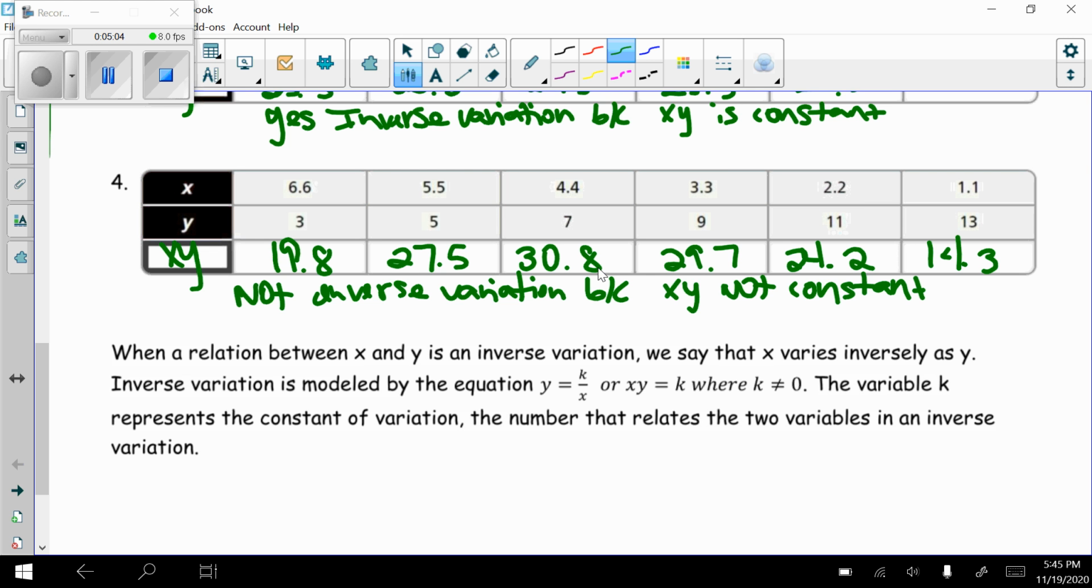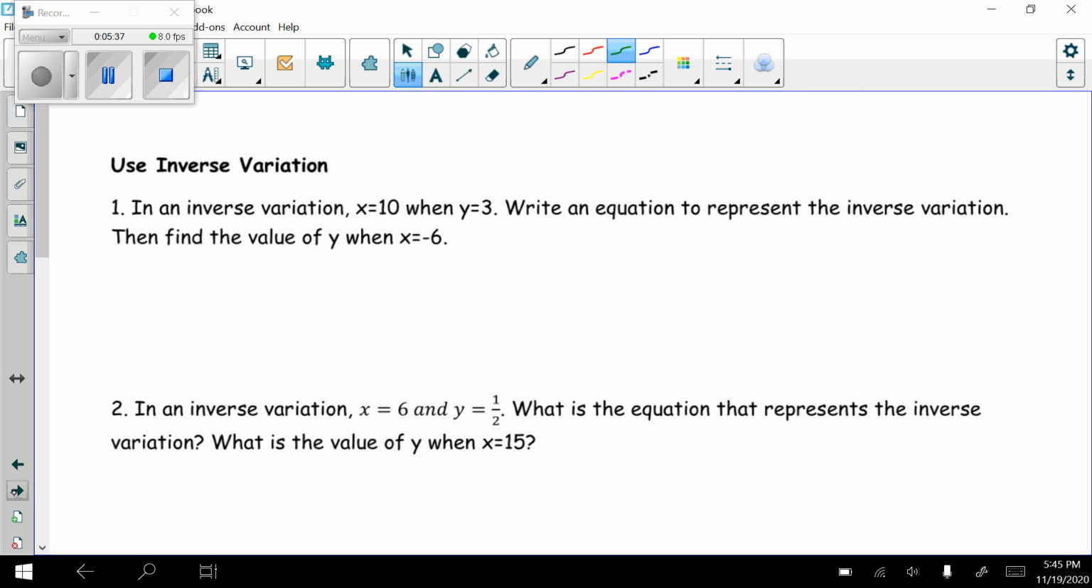Okay, so this tells us when a relation between x and y is an inverse variation, we say that y varies inversely as x. An inverse variation is modeled by the equation y equals k divided by x, or x times y equals k, where k cannot equal 0. The variable k represents the constant of variation, the number that relates the two variables in an inverse variation. Okay. So let's look at some examples like that.